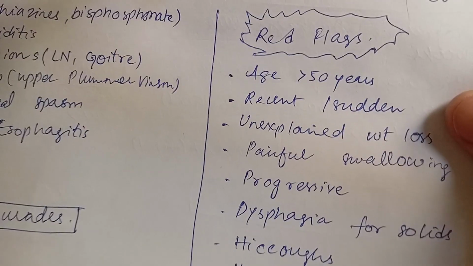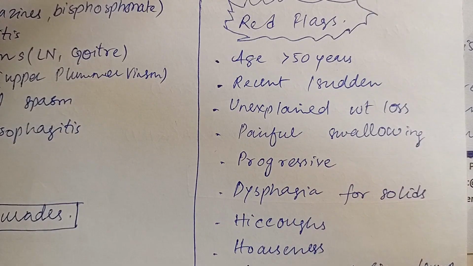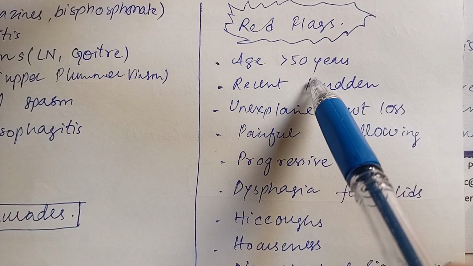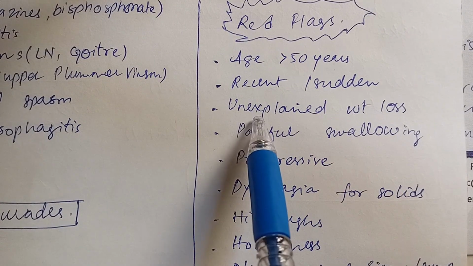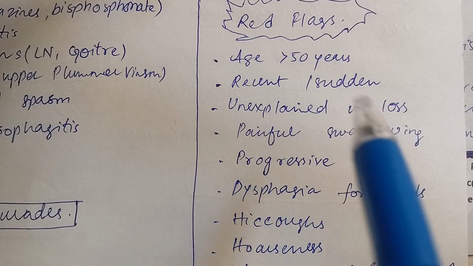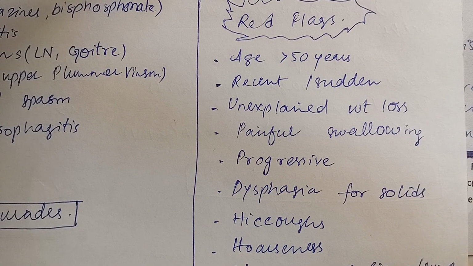We have some of the red flags which are very important for your AMC MCQs. And what red flags should we see in a patient with dysphagia? If the patient is more than 50 years of age, the patient has a recent or sudden onset of dysphagia, it is associated with unexplained weight loss, the patient is also having pain on swallowing, and the dysphagia is progressive. For example, the patient was complaining of dysphagia for solids, then later on it also became for liquids. It is termed progressive dysphagia.